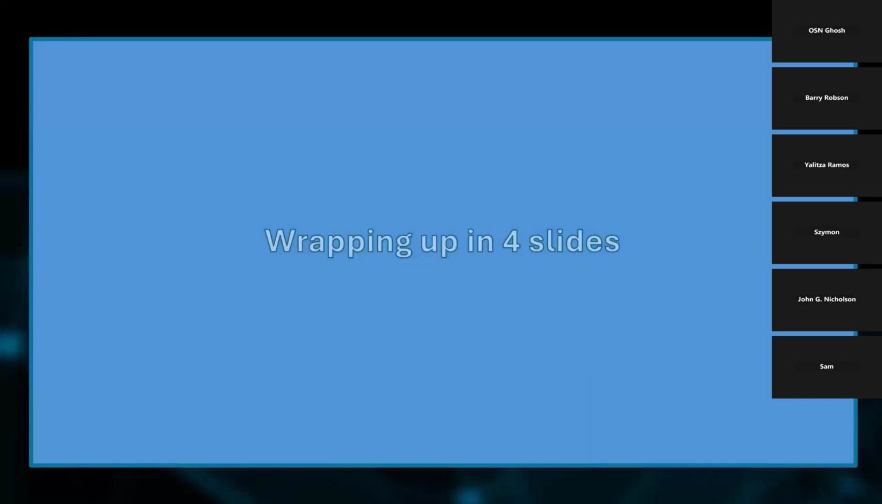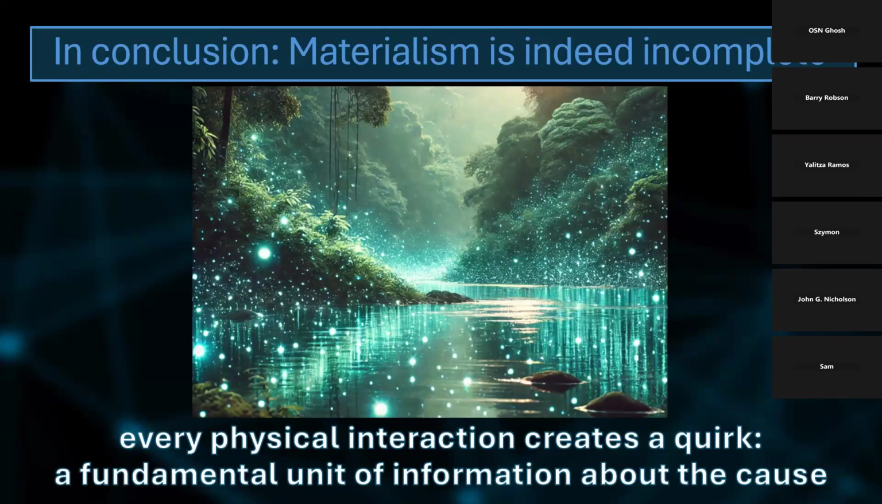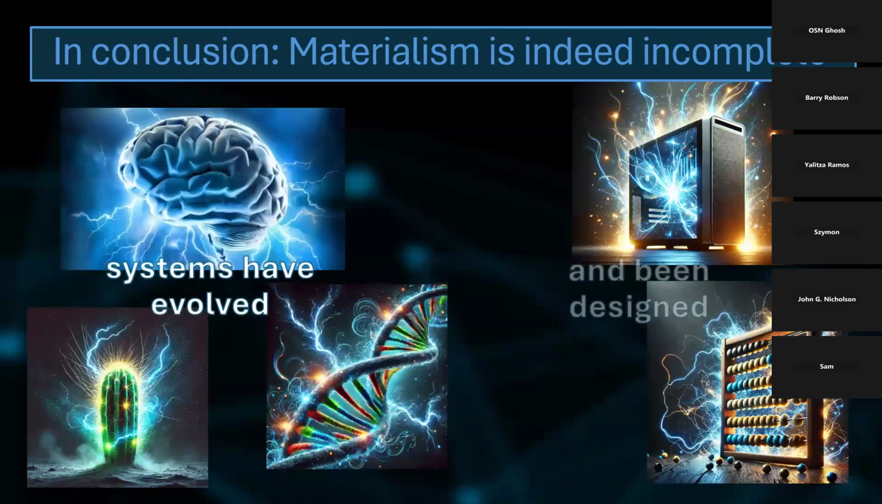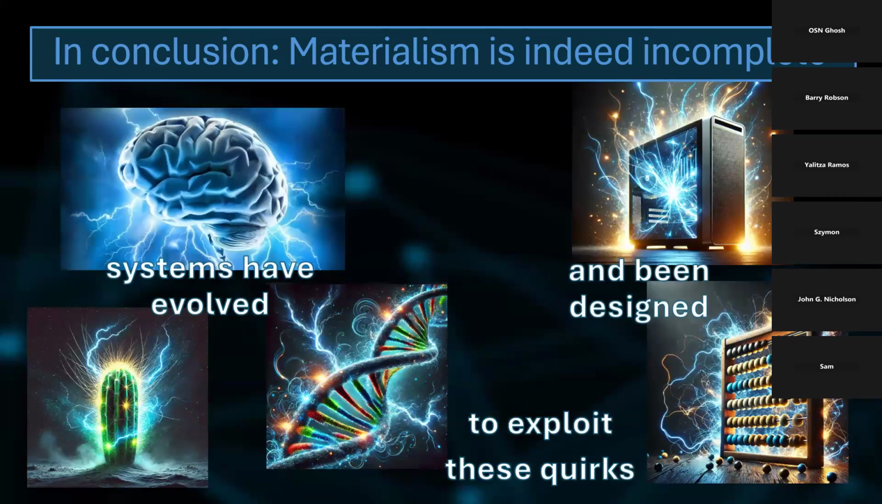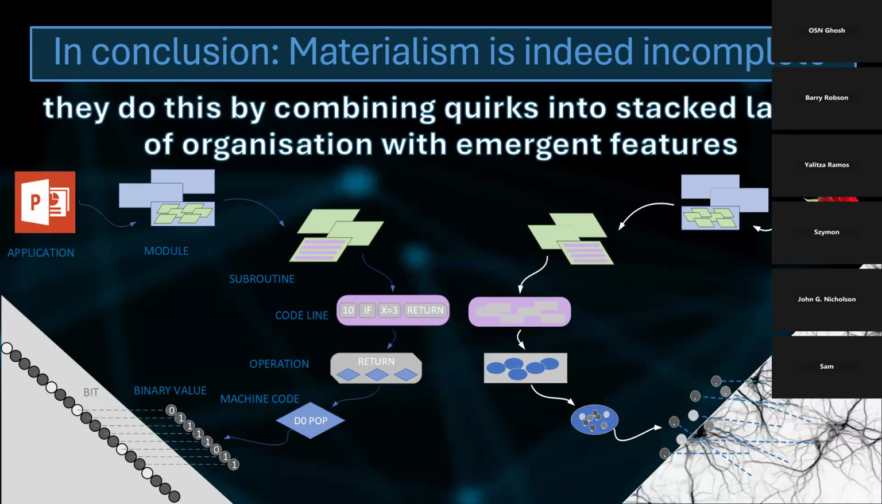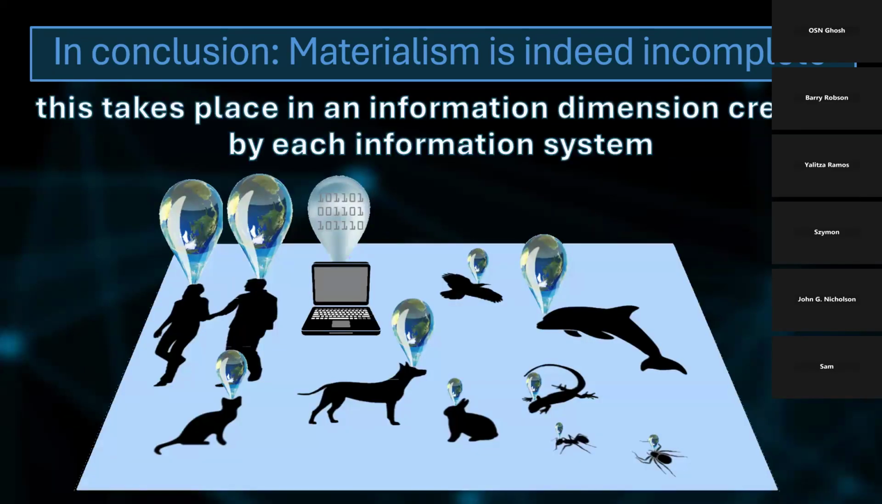To wrap this all up in 4 slides, what I'm claiming is that materialism, as Chalmers says, is indeed incomplete, because every physical interaction creates a quirk, and that is a fundamental unit of information about the cause of the interaction, which is carried by the subject, if you like, of that interaction. What I'm claiming is that systems have evolved and been designed to exploit these quirks. And they're very different than all of the physical mechanisms, the physical machines, which have also been created. They do this by combining these quirks into stacked layers of organization with emergent features. And this all takes place in an information dimension that is created by each information system.